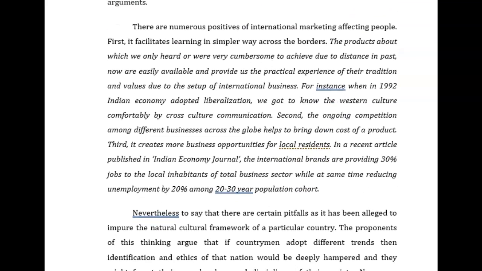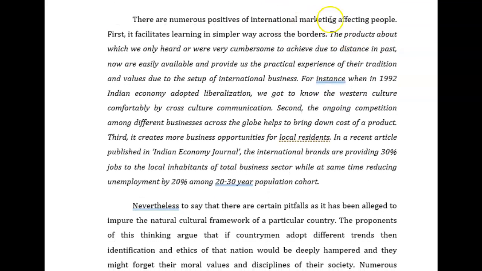All right. Firstly, there are numerous positives in international marketing affecting people. Okay, I would prefer you to use the word advertising here, and then that shows me that you are on the right topic. Firstly, it facilitates learning in simpler ways across borders. Okay, now how, and can you relate this back to advertising and marketing? So we're thinking about posters everywhere for a Western lifestyle, which upsets people in India, for example. Or people wanting to wear Western style clothing instead of wearing traditional saris. Those are the kind of arguments that you want to be using.